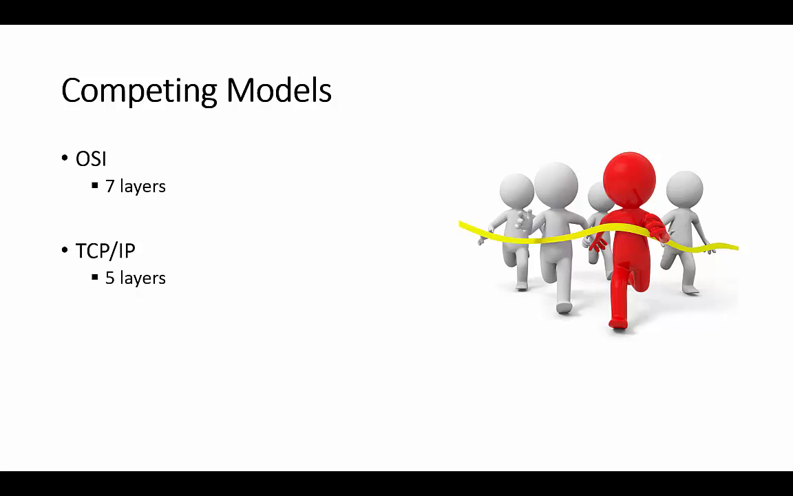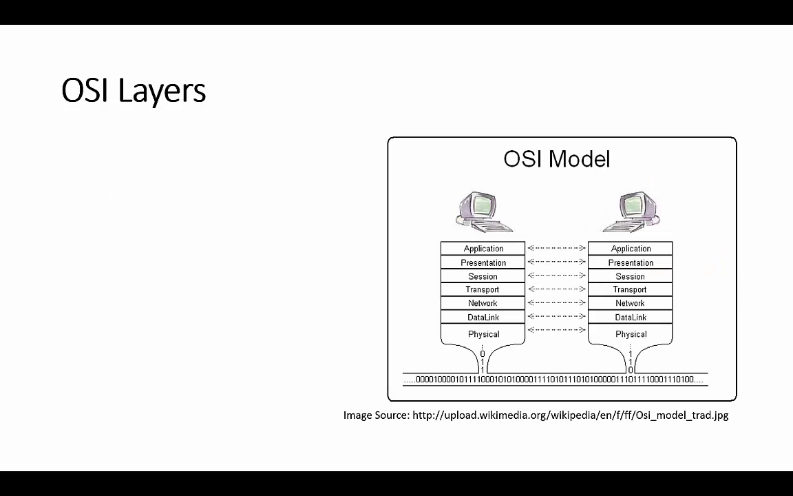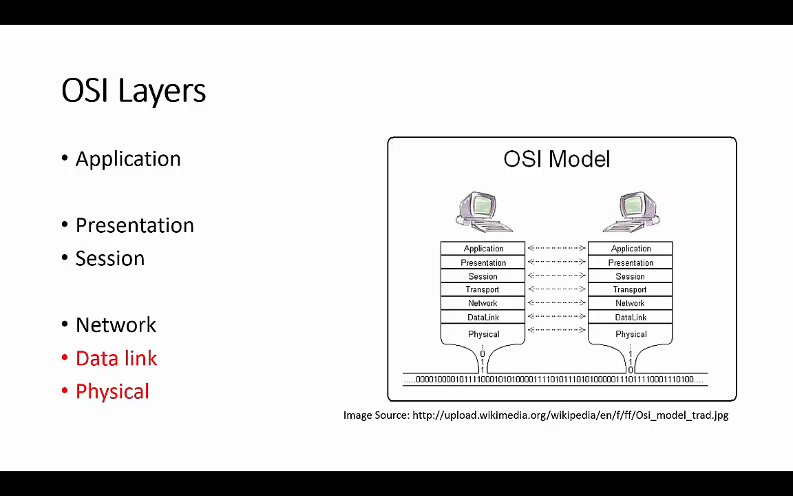Eventually, they were merged into a single hybrid architecture or reference architecture called Hybrid OSI TCP/IP architecture, and they ended up with 5 layers. As I said, OSI has 7 layers, which is starting with application, presentation, session, network, data link, and physical. And the data link layer and the physical layer are still very popular. However, the rest of the layers in the OSI reference architecture are not really being used anymore.